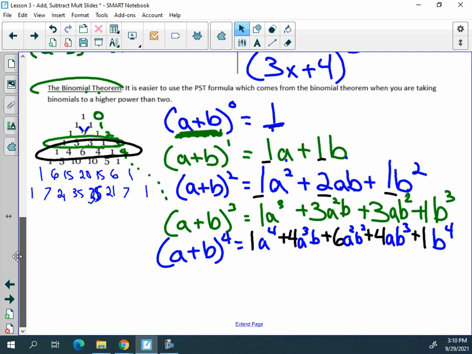Again, you're not going to be required to memorize this or put this to a ton of use, but it is very helpful in our upper level math classes when we need to find some binomial to a higher power. So that's multiplying plus a little binomial theorem fun for you.